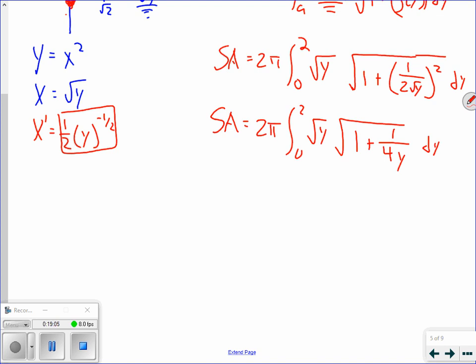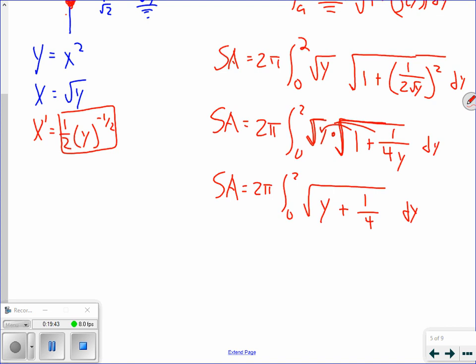Now, we got to simplify this a little bit more before we can integrate it. But what I'm seeing, and hopefully you're seeing it too, we got a square root times a square root, meaning I can combine that into 1 square root. Right? So I'm going to have one big square root, and I can have y times 1 plus 1/4y. So if I distribute the y through, it's going to be y plus, and then y times 1/4y is just going to be 1/4, right? Because the y's are going to cancel. So that's kind of a benefit there of distributing.